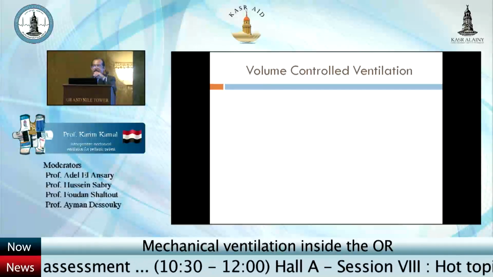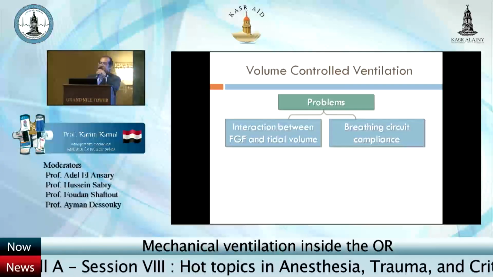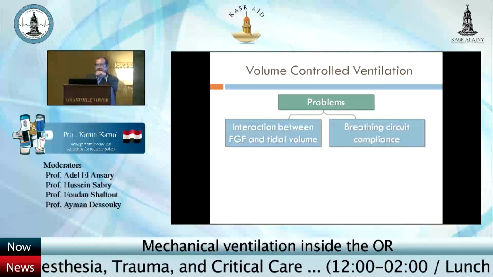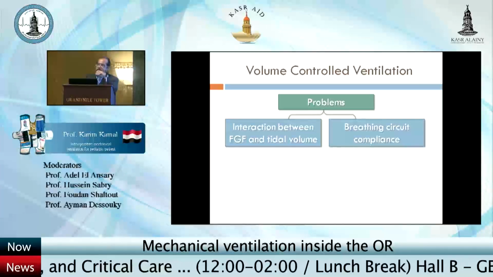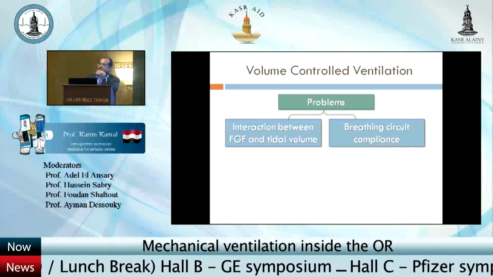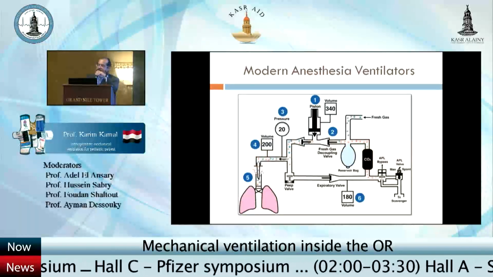So they said, okay, we'll think about our problems. What are the problems that are causing this discrepancy? The problems are the interaction between fresh gas flow and tidal volume and the breathing circuit compliance. So they started thinking about the first problem. What about fresh gas flow? So they designed the modern anesthesia ventilators.